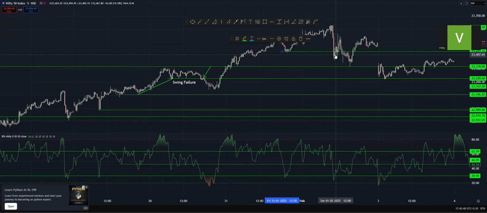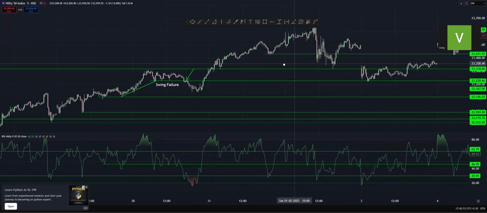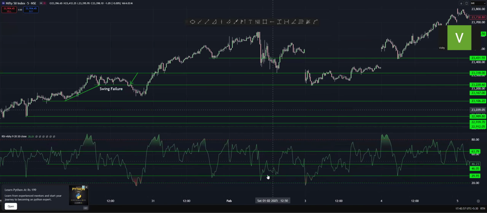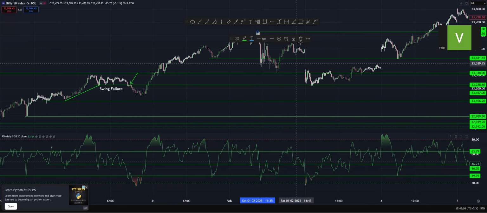So that means the weakness has started coming. Okay. Now let's see when RSI came here again, what happened? So this was the previous swing reference level, right? So you mark this level here. What happened? Price did not come here at all. When RSI came here, price did not come here at all. So weakness started coming in.